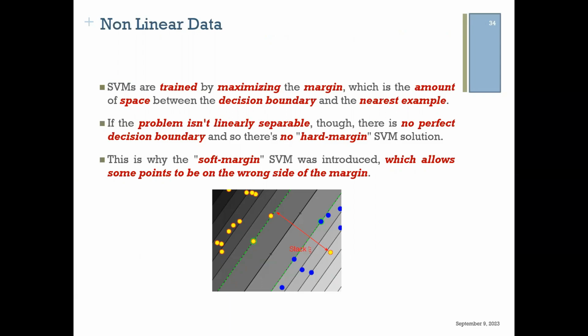Now, when we have nonlinear data, we say that support vector machines are trained by maximizing the margin, which is the amount of space between the decision boundary and the nearest example. You can see here. If the problem isn't linearly separable, there's no perfect decision boundary, and so there's no hard margin SVM solution. This is why the idea of soft margin SVM was introduced, which allows some points to be on the wrong side of the margin. Sometimes we could have a very complicated problem where, no matter how you try to separate, some data from another class will find themselves in the midst of the majority opposite class. It's supposed to be this side, but now it's here.